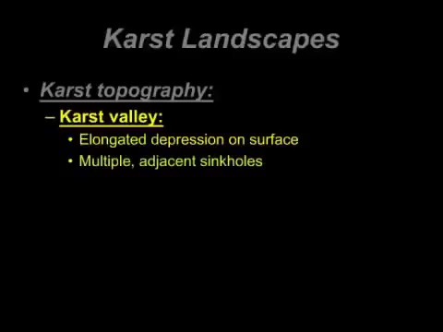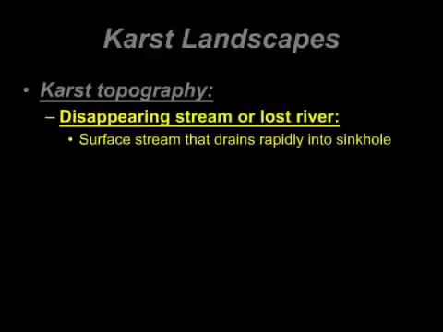Now, when you get several sinkholes all in a line together, that's going to create an elongated depression, a situation in which you have this karst valley. And so it's a valley, but it's not a valley created because of rivers. It's a valley created from simply depressions all right next to each other that are rather linear, all collapsing, and thus creating a valley. Finally, a disappearing stream or a lost river.